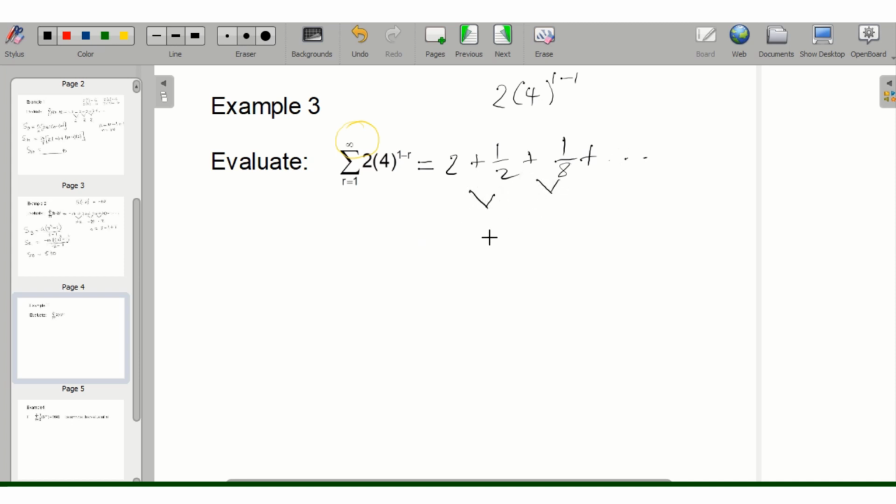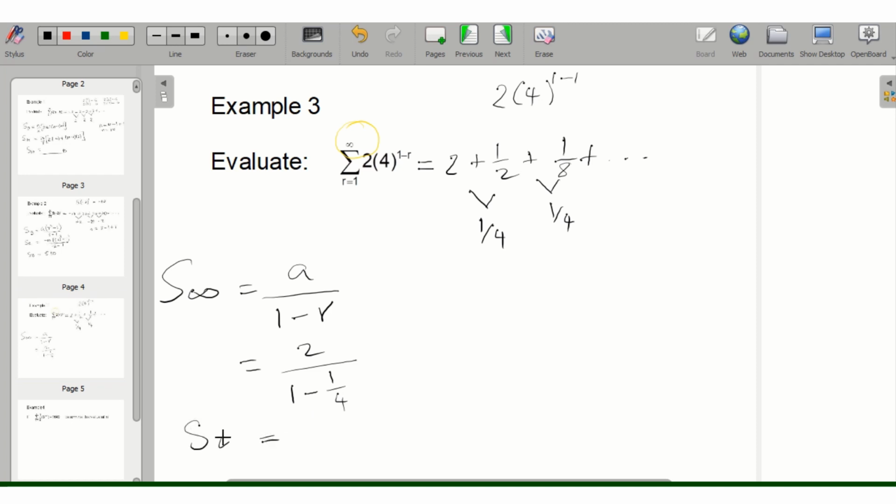And if you find the ratio, because now you are dealing with a sum to infinity, and sums to infinity are geometric series, you'll find the ratio of 1 over 4 and 1 over 4. So that is your constant ratio. So sum to infinity is a over 1 minus r. The first term is 2, over 1 minus 1 over 4, and the sum to infinity will be 8 over 3.